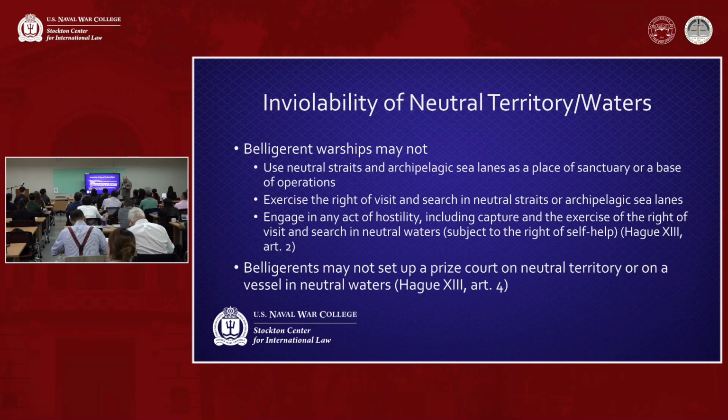Belligerent warships cannot use neutral states' waters or archipelagic sea lanes as a place of sanctuary. So you've already learned that a belligerent warship can engage in transit passage or in archipelagic sea lanes passage through an international strait or through archipelagic sea lanes of neutral states. So that's okay, but what they can't do is, if they know that there's an enemy warship sitting at the other end of the strait, loiter in the strait or in the archipelagic sea lane for long periods of time to avoid it. So they're using it as a place of sanctuary, so they're not attacked by the other belligerent warship. So they can't do that.